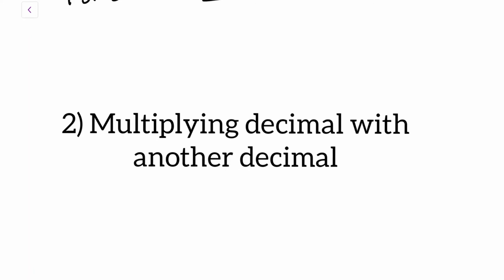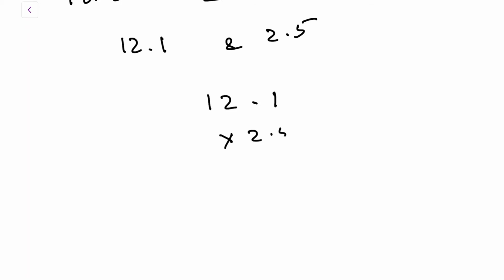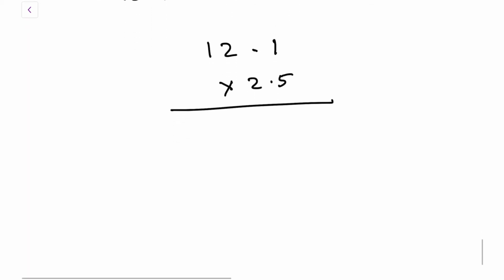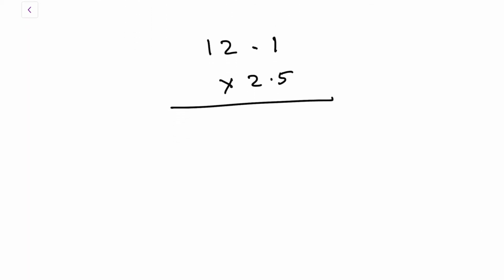Okay. Now let's see how you can multiply a decimal with another decimal. Alright. Let's take an example. Find the product of 12.1 and 2.5. Remember, we are looking at multiplication of 2 decimals. Alright. Again, it is just like whole numbers. You just have to write both the decimals, 12.1 into 2.5. Okay. Just forget the decimal points and do the regular multiplication.